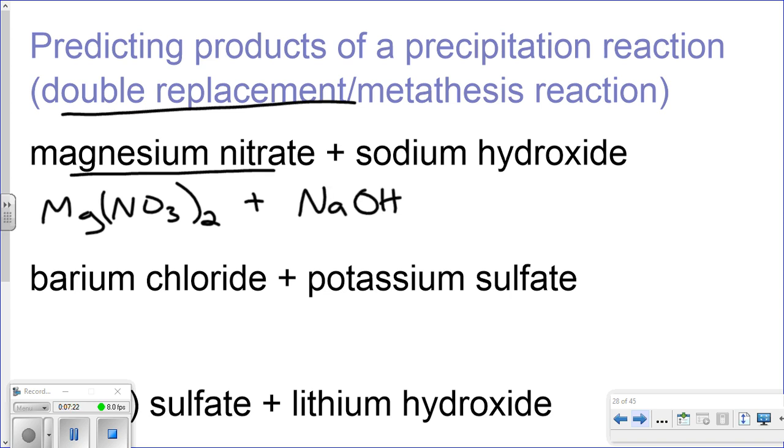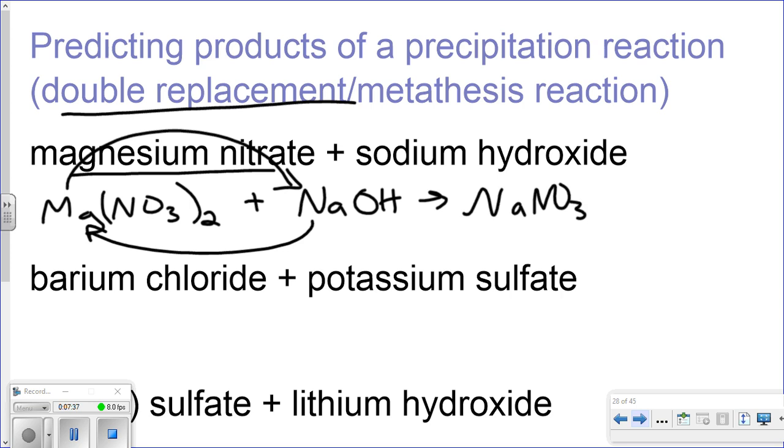Sodium hydroxide's like this. And that's an arrow, that's a yield symbol. And then what we're going to do is switch the cations, or switch the beginning things. Okay? So now I have sodium nitrate. So the sodium is now with the nitrate, and the magnesium is with the hydroxide. Okay? And you could go through and balance. We're not going to do that right now.